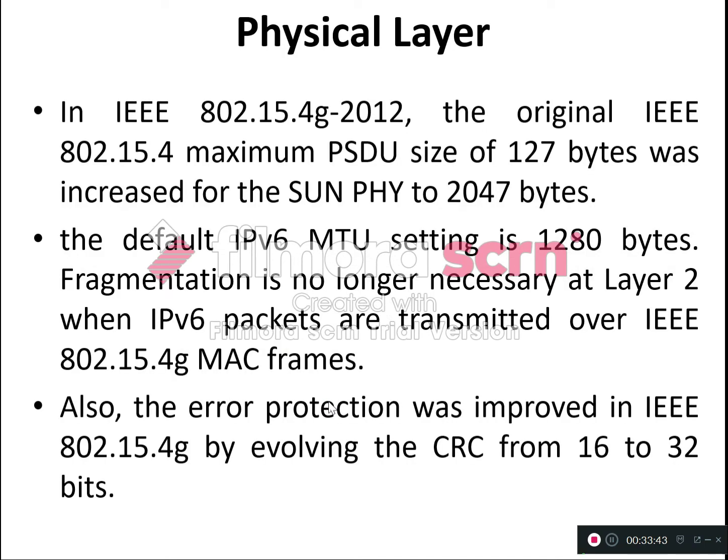Then coming to the physical layer, the SUN PHY layer. In the IEEE 802.15.4g 2012 version, the original IEEE 802.15.4 maximum PSDU size is 127 bytes. This we have studied, right? In 802.15.4, the PSDU size maximum is 127 bytes.